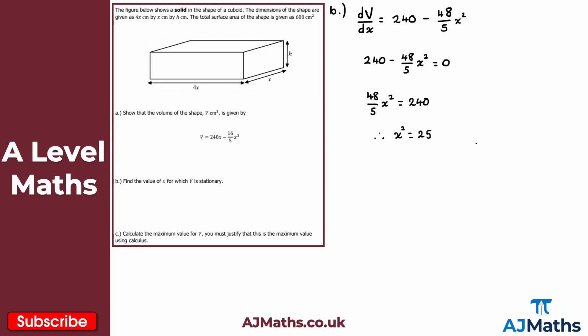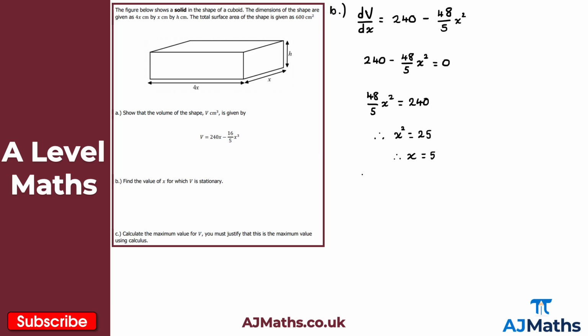Now clearly here, x can't be negative because x represents a length here. So clearly that can't be negative. So we just take the positive solution here. So therefore x equals 5. Okay. So x equal to 5. And that's basically all we need for part B. That gives us the value of x for which V is stationary. Okay, so that's part B done.